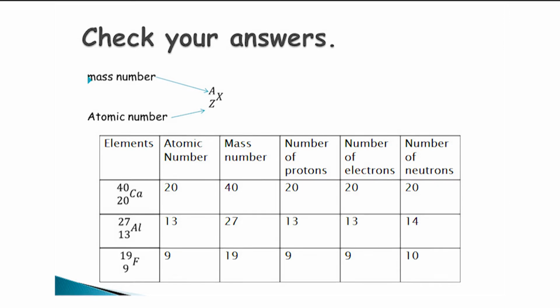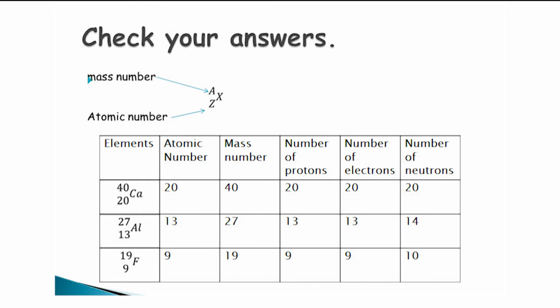What about fluorine, F 9 19? The atomic number Z is equal to 9 and the mass number A is equal to 19. How many protons do we have inside the nucleus of fluorine? The atomic number Z tells me that there are 9 protons inside the nucleus. As we have 9 protons inside the nucleus, there are 9 electrons in the electron cloud. The number of neutrons is equal to A minus Z. 19 minus 9 is equal to 10, and then there are 10 neutrons inside the nucleus.